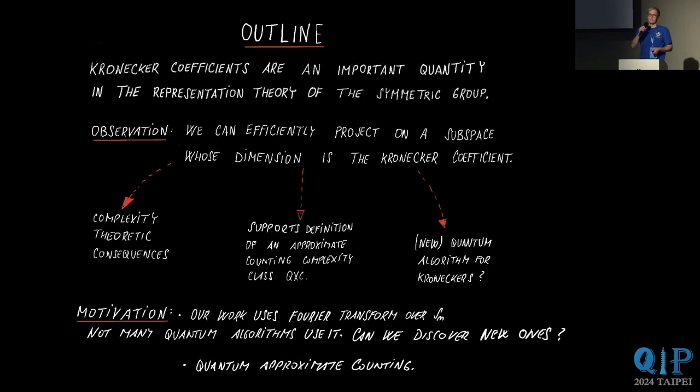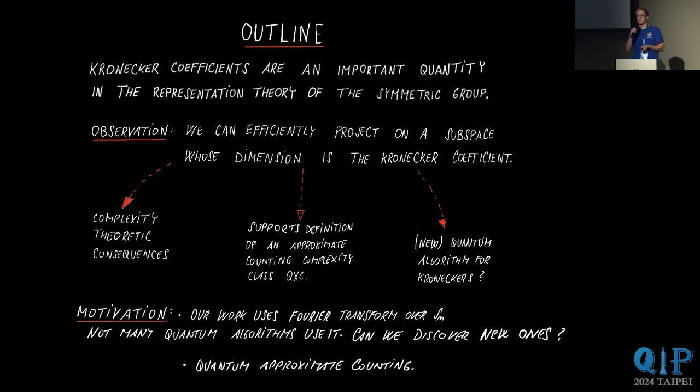So let me give you a brief outline of what I'll be talking about. I'll talk about Kronecker coefficients. They are an important quantity in the representation theory of the symmetric group. And the central theme of this talk is going to be revolving around an observation that we can construct quantum circuits that allow us to efficiently project on the subspaces of the Hilbert space that have dimension that is equal to the Kronecker coefficients. And this has very interesting complexity theoretic consequences.